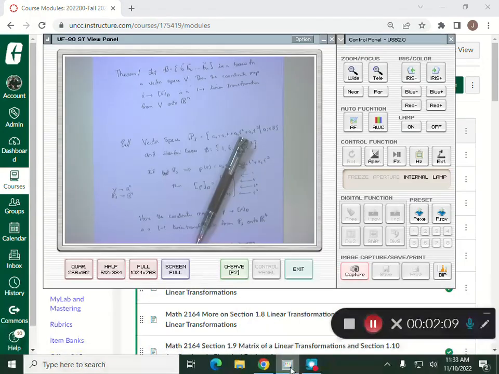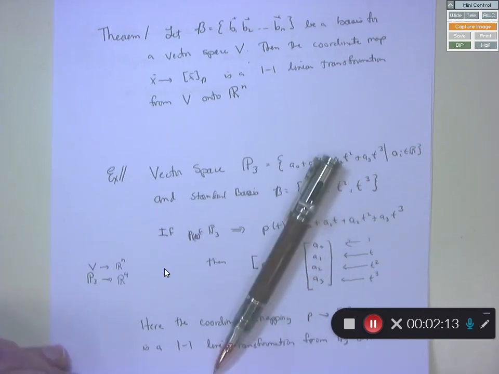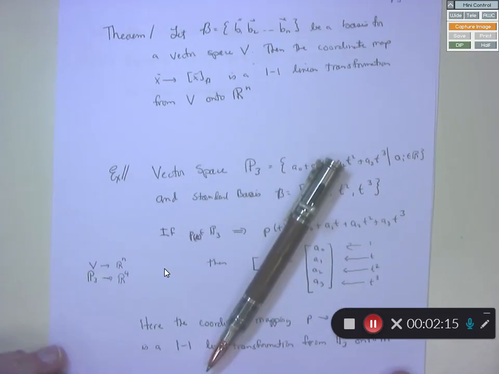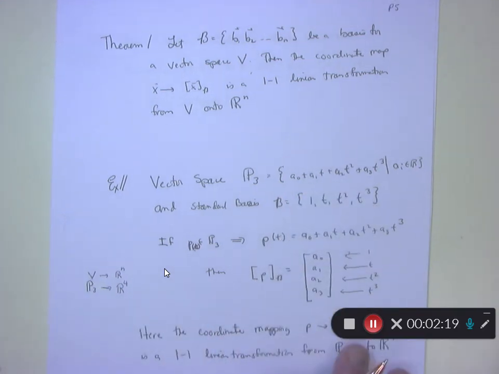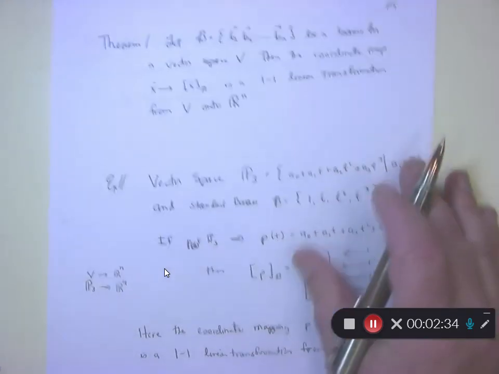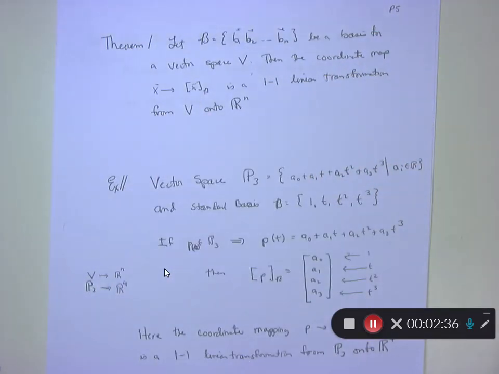All right, so let's go back over here and pick up where we left off. Let's hit the old autofocus on it, and here we go. All right, picking up where we left off. We said this: let beta equal b1 vector, b2 vector, through bn vector, be a basis, and that's the key word right there, a basis for a vector space V.